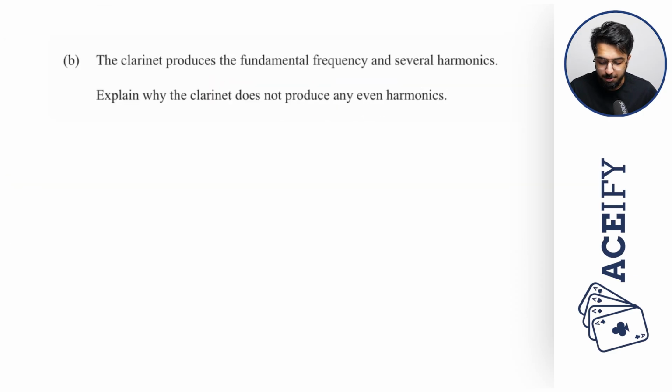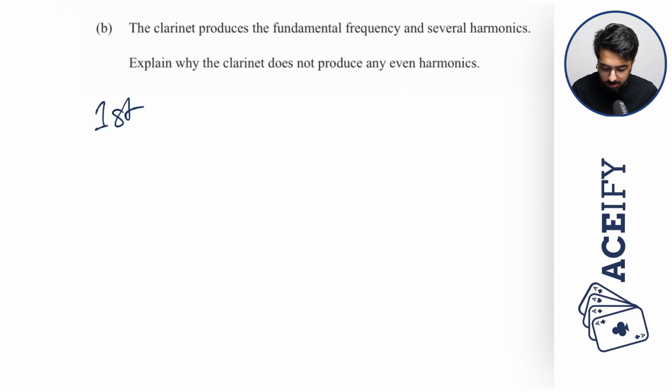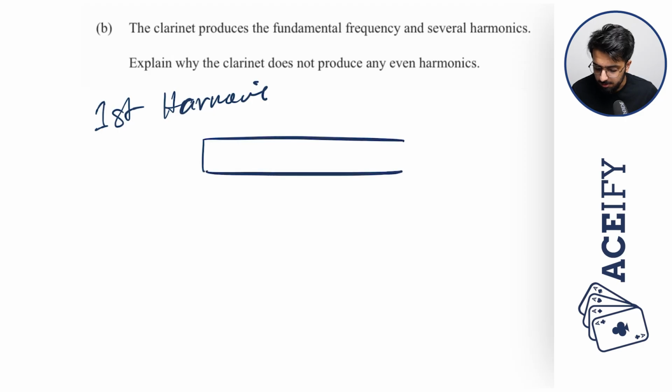There we go. The clarinet produces the fundamental frequency and several harmonics. Explain why the clarinet does not produce any even harmonics. So as this clarinet is modeled as an open and closed-ended pipe, we must have a node on the closed end and an antinode on the open end. Obviously that was our first harmonic. Okay, we can redraw that over here like so.